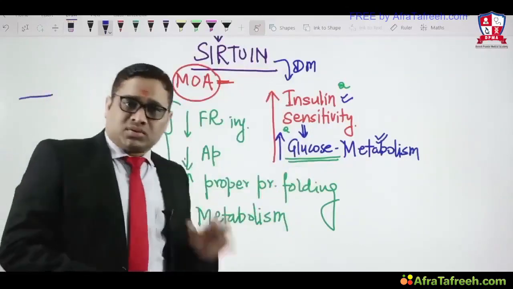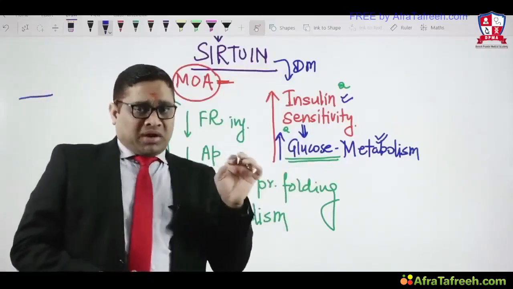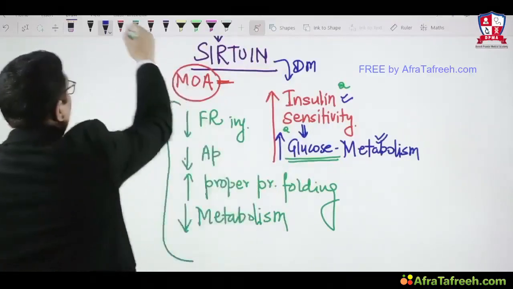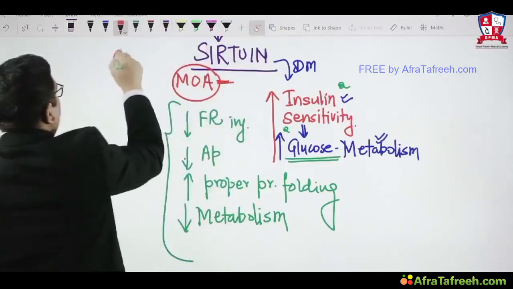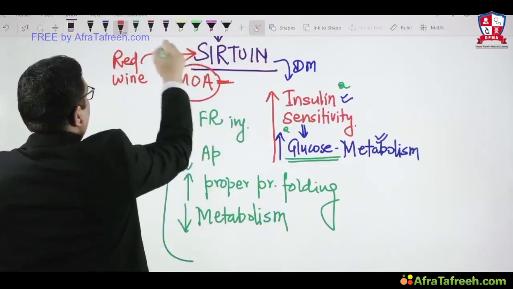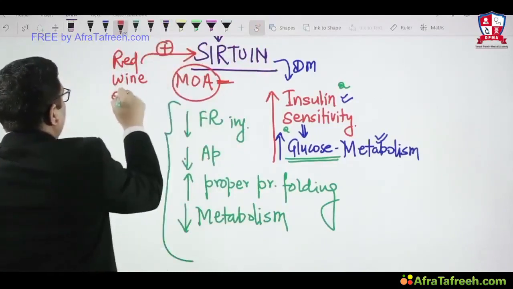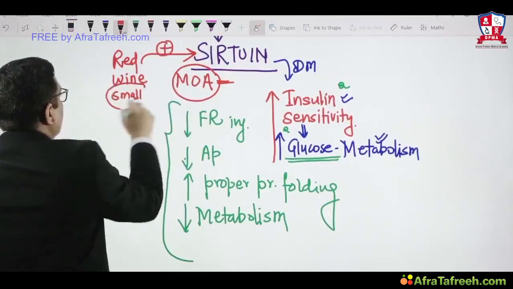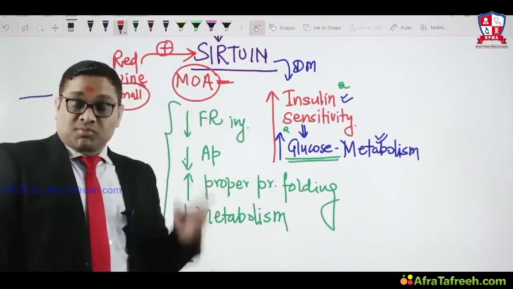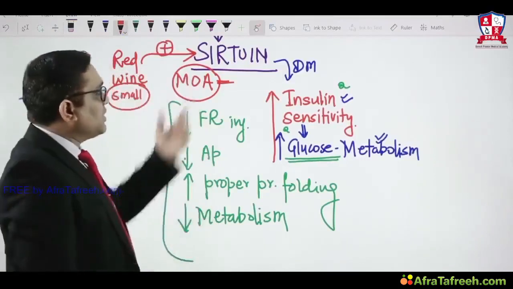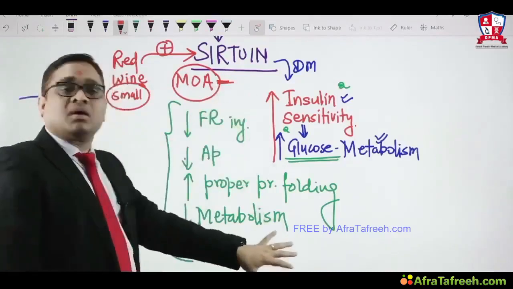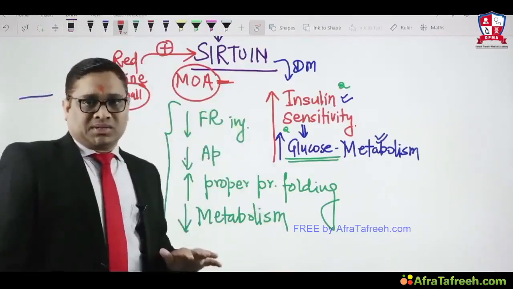Sirtuin can also be induced by a small amount of red wine. Remember the words I am saying, a small amount of red wine, and that could be a future question also. A small amount of red wine can stimulate sirtuin. I am writing very specifically a small amount; one should not take it in a larger amount. Small amounts of red wine will induce sirtuin, which follows the mechanism I have written here, and this is how they prevent aging, right?